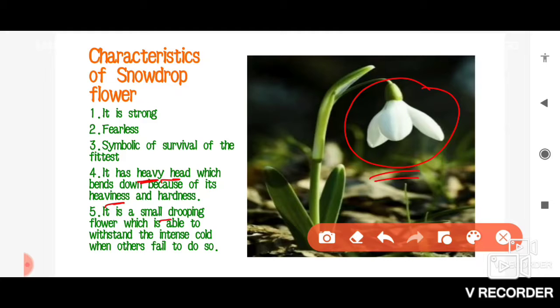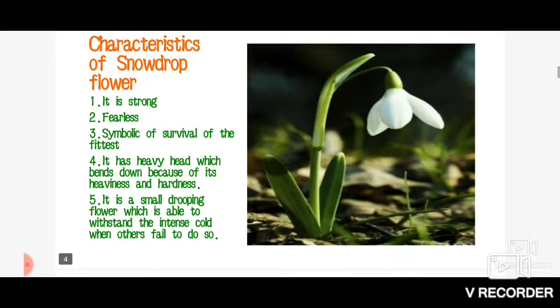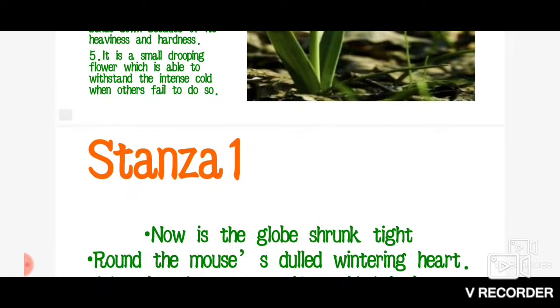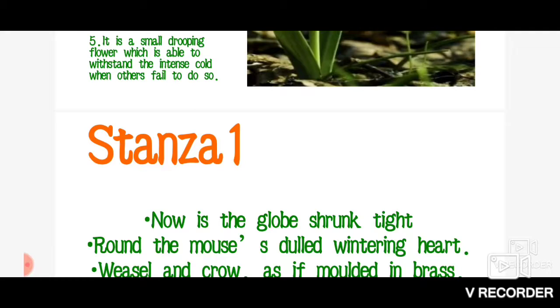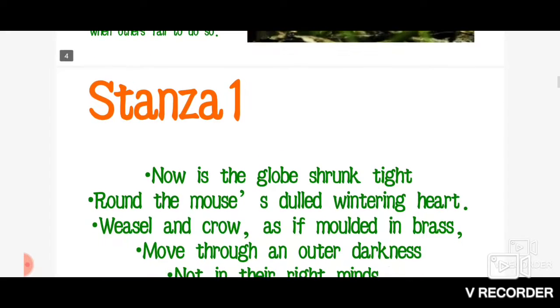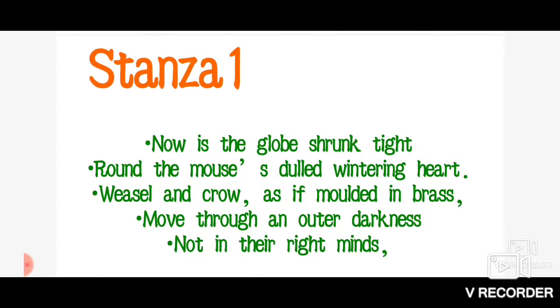Next thing, it is a small drooping flower which is able to withstand the intense cold when others fail to do so. That means every part of nature dies out in winter season. This is the only part of nature which stands strong against the brutality and severe cold. So these were some of the characteristics of the snowdrop flower. Winter season में हर चीज़ जहाँ पे मर जाती है, ये अकेला एक ऐसा फ्लावर है, अकेला एक ऐसा पार्ट ऑफ नेचर है जो स्ट्रांगली which stands strong against the winter season, which fights back, which survives in winter season.